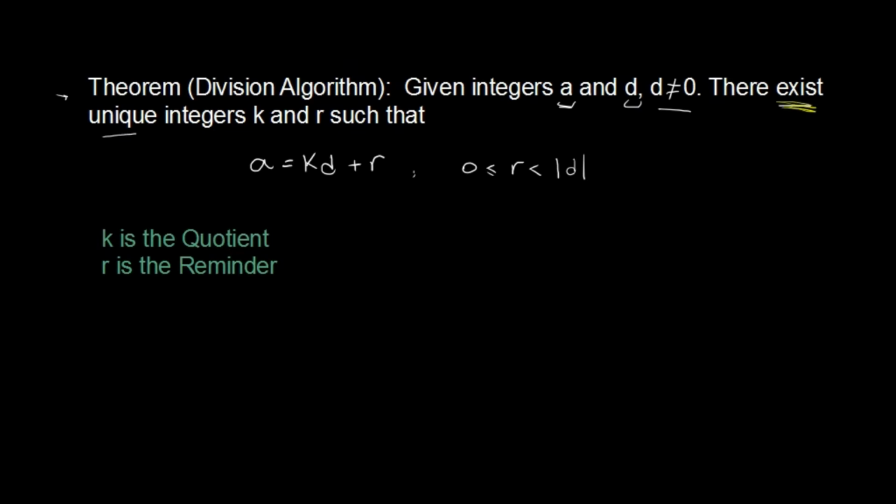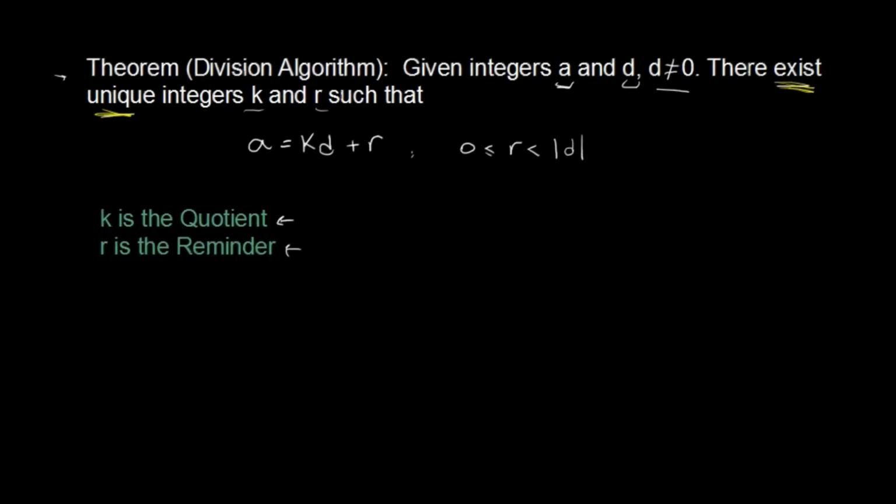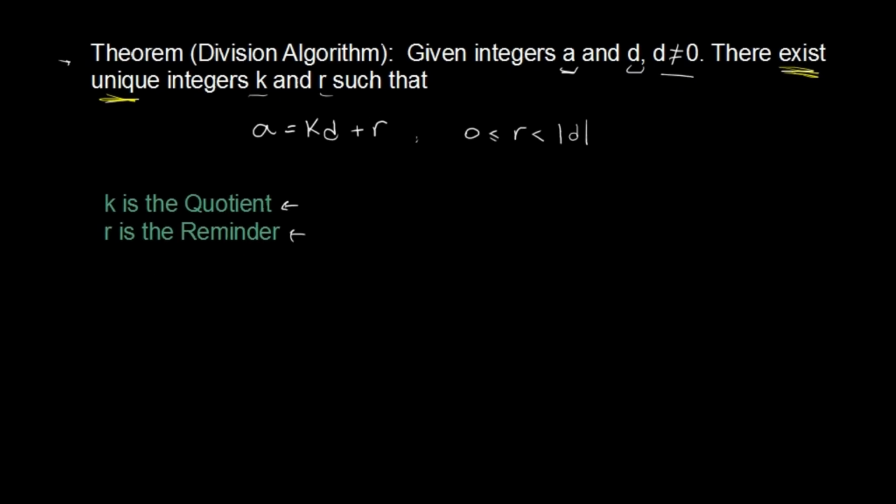exist and unique integers, k and r, that satisfy that a can be written as k times d plus r, where r is a number between 0 and the absolute value of d. We're going to be calling these numbers k the quotient and r the remainder. Let's see, before proving this theorem, a few examples.